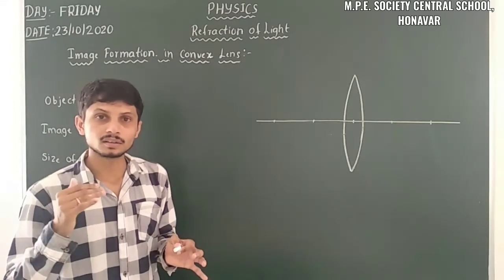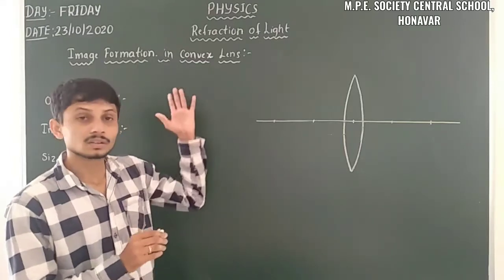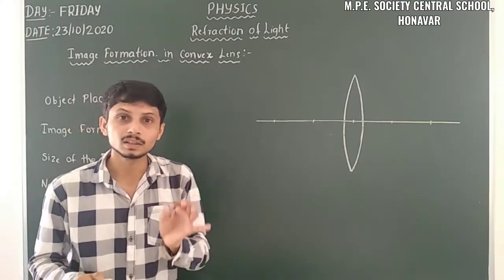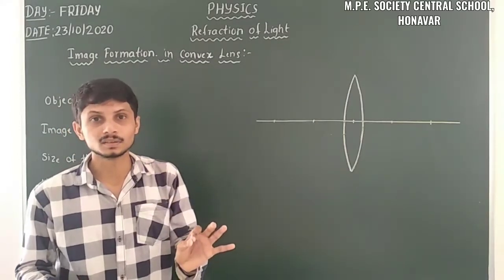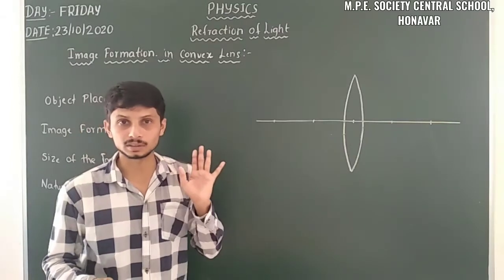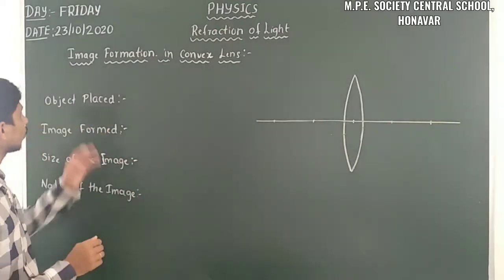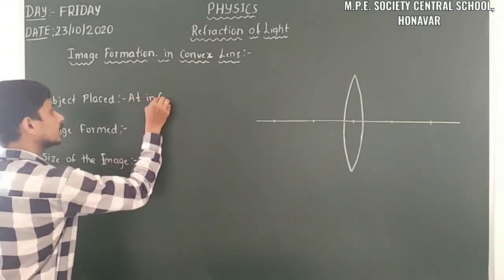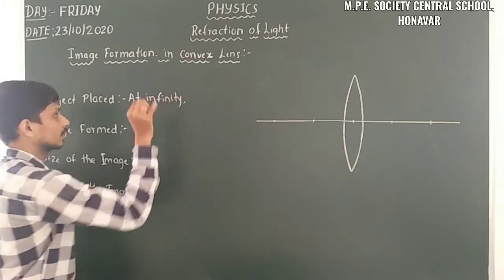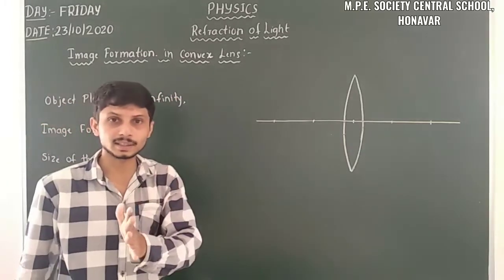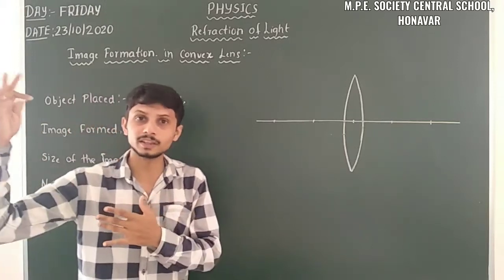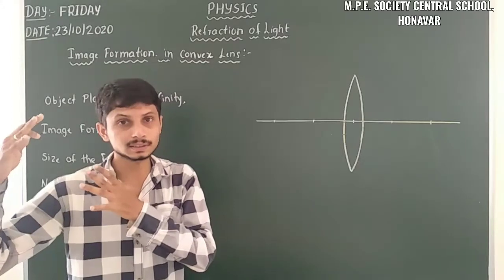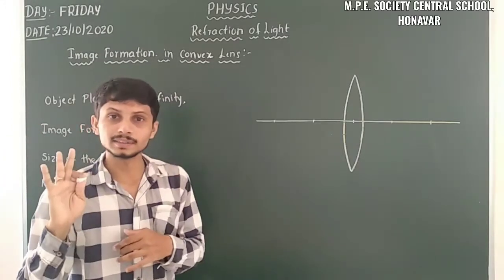So here I start this image formation of convex lens by taking some positions for the object. Let us take firstly the object placed at infinity. At infinity, I have given that example, that is the sun. The sun is at infinity, so all the rays look parallel only. So it is parallel to the lens only.